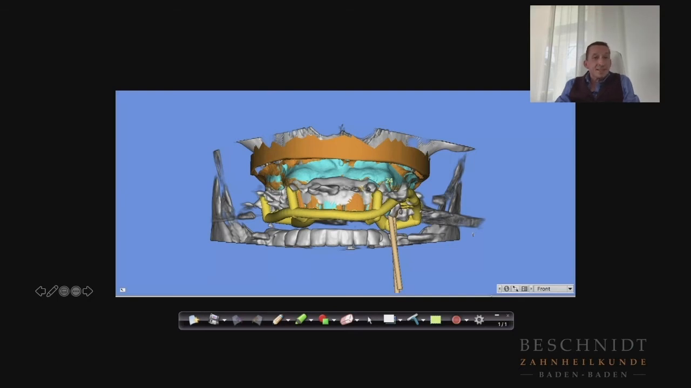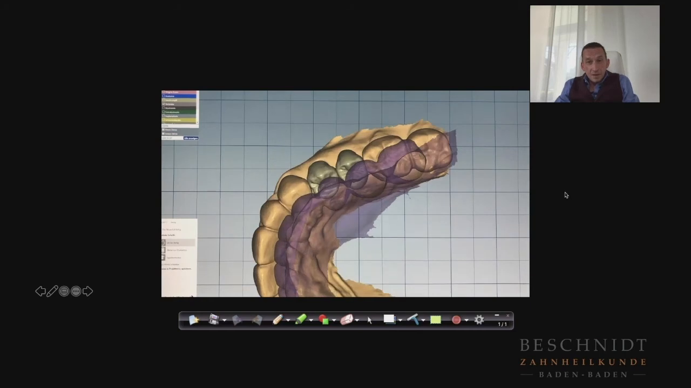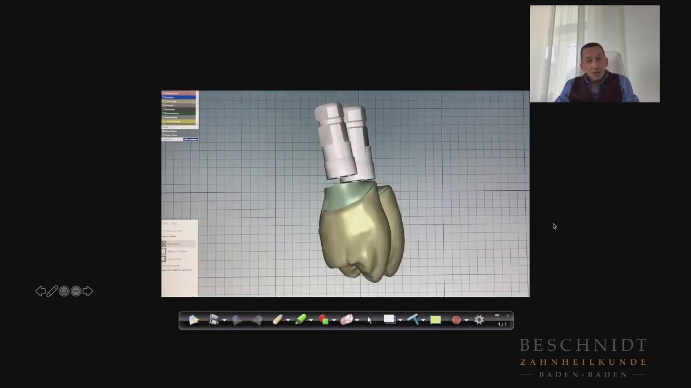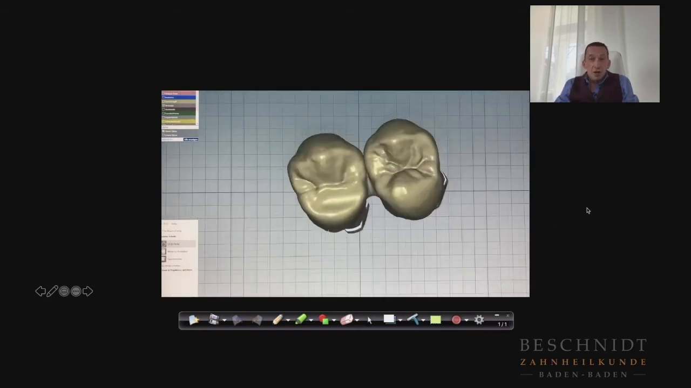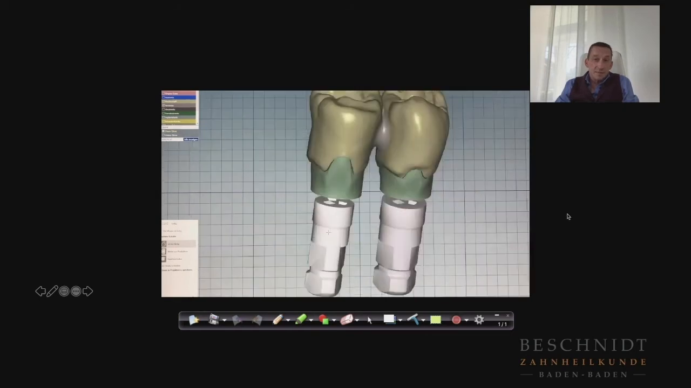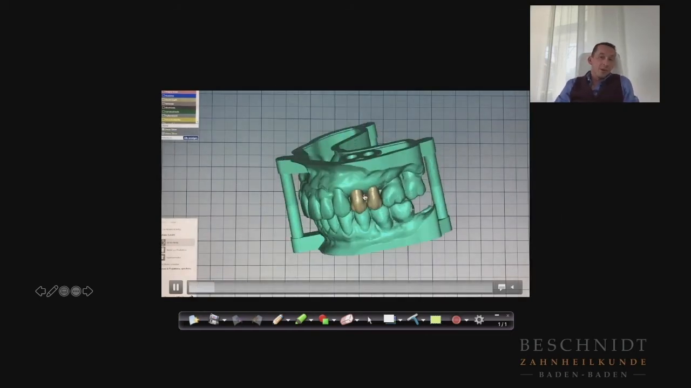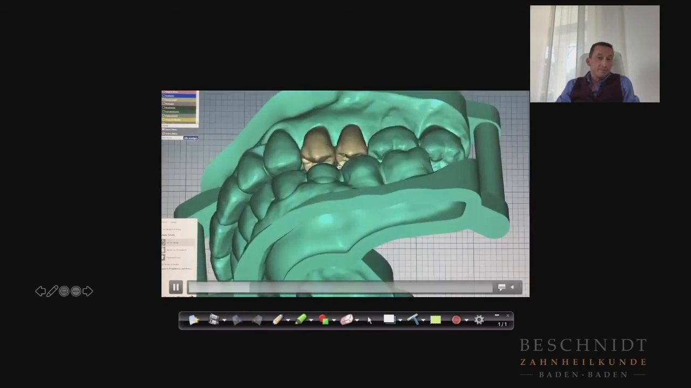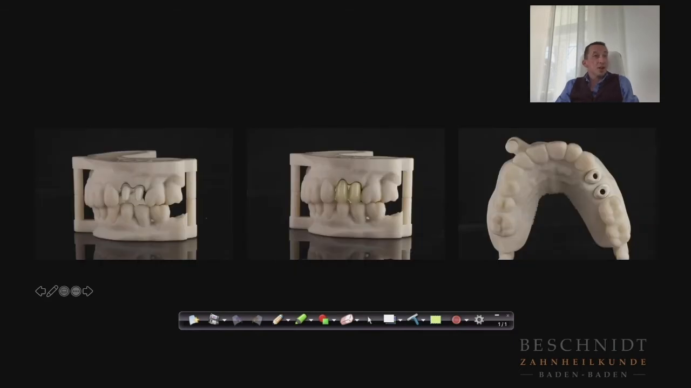We presented the provisionals on final abutments, as you see here. So these are the complete digitally planned provisionals on the zirconia abutments. Just as a control, we did a 3D printing of a model. So this is the 3D printed model.